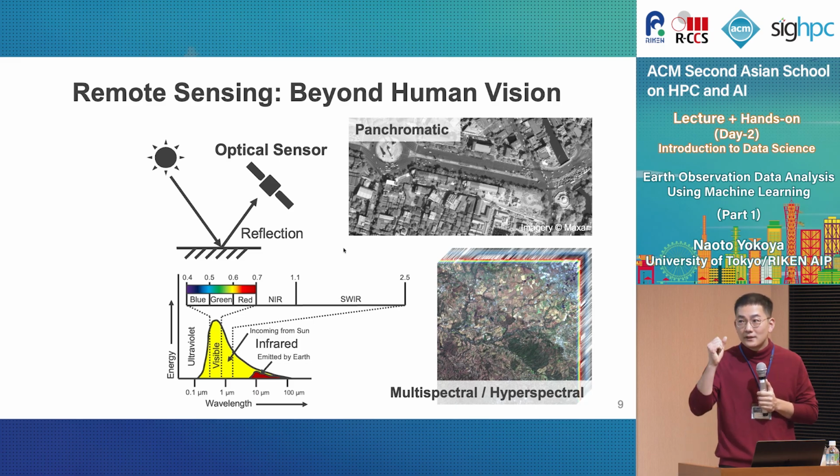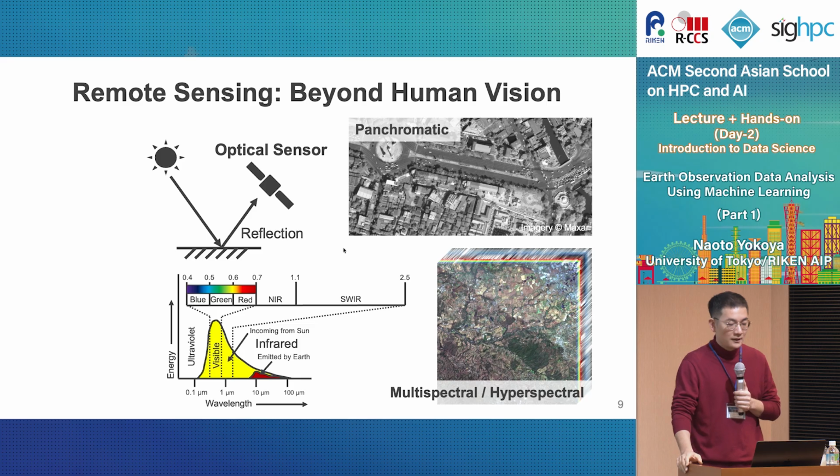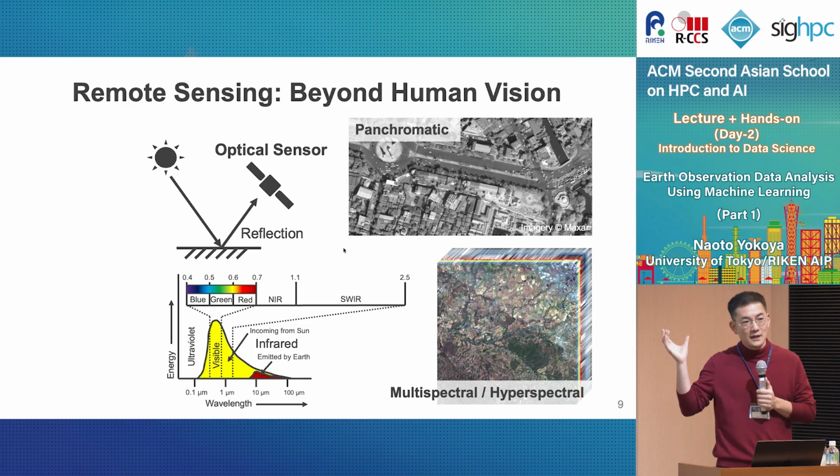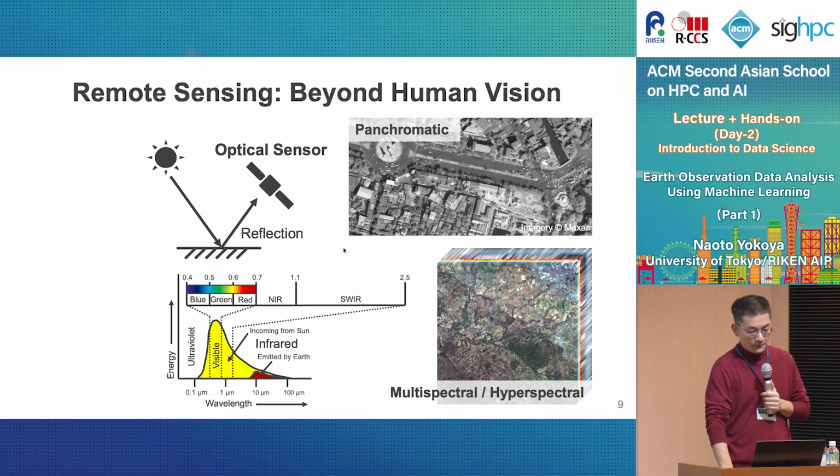So in order to keep high resolution, usually we go for a panchromatic imager, which tries to cover the wide spectral range and tries to increase the spatial resolution with higher SN ratio. But the optical sensor is useless when there is cloud, right?